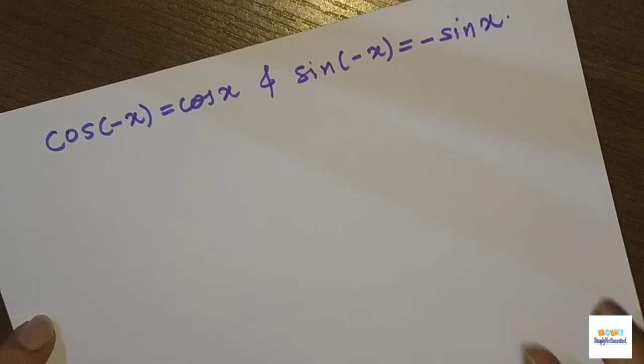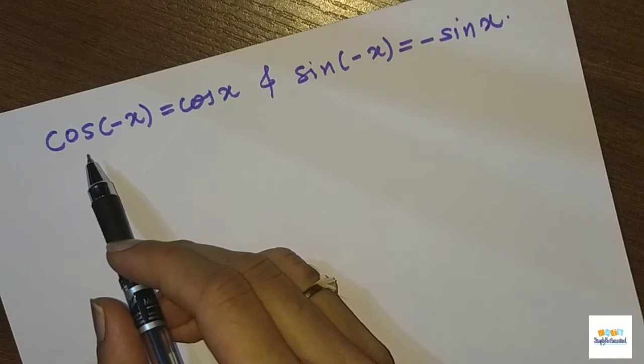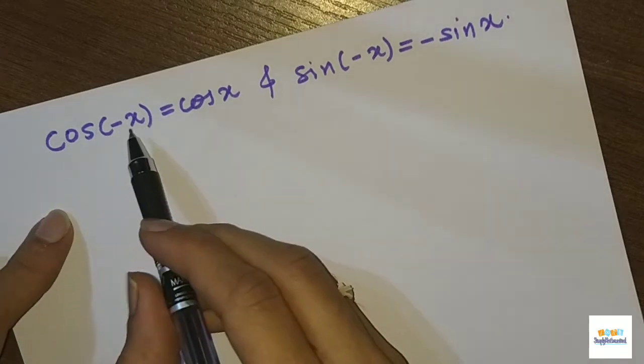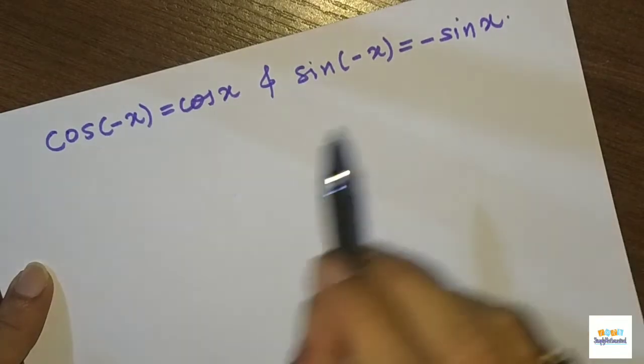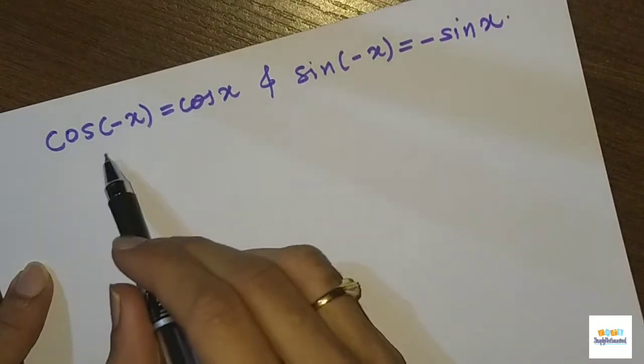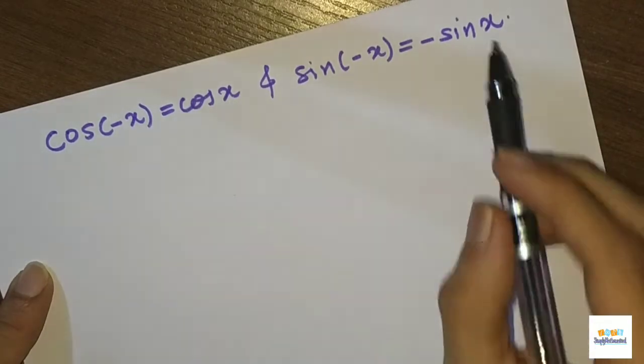In this video, let us look at the two formulae which you study in the 11th standard. That is cos of minus x is equal to cos x and sin of minus x is equal to minus sin x. Let us see why cos of minus x is equal to cos x and sin of minus x is equal to minus sin x.